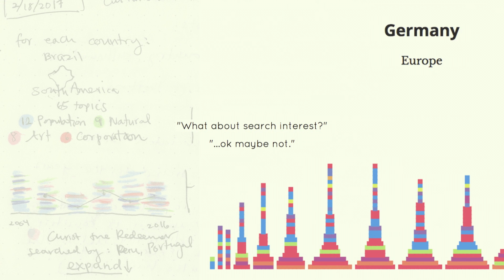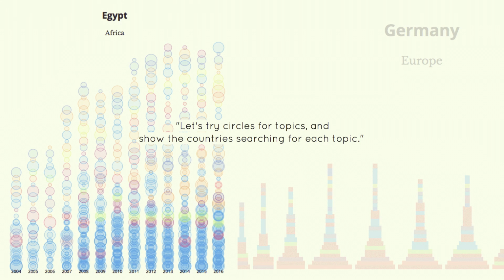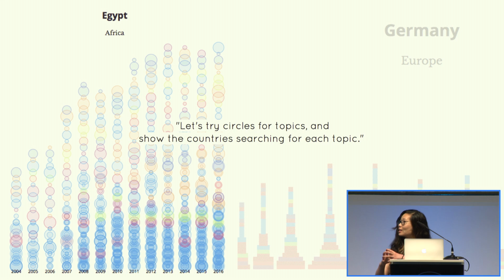I call this my plunger series. So I took a step back, and I said, OK, so maybe I can try out circles as each of those topics and show the search interest as the radius of each circle. And for each country searching for that topic, I'll have overlapping circles. And this is what it looked like. And I thought it looked pretty OK.